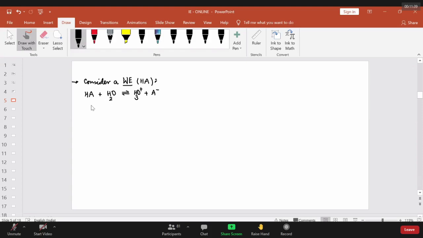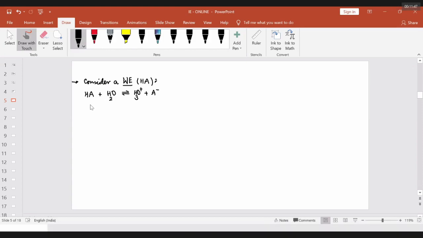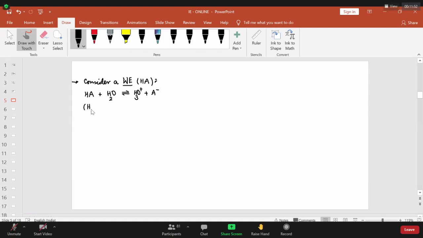Let us take a general example like this. But this is the correct way of representation. But what happens, for simplicity, we write HA. This is not the correct method. This is for understanding.